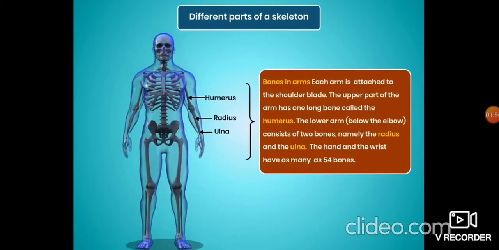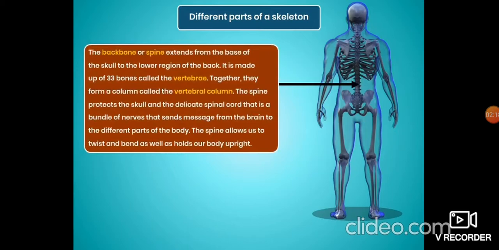Then we have 2 limbs. First is arms, we call them fore limbs. Second one is legs, hind limbs. The upper portion of the arm, it is long bone called humerus, and lower arm, it consists of 2 bones, that is radius and ulna. There are total 54 bones in the human hand and wrist.